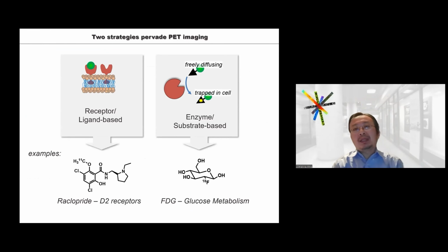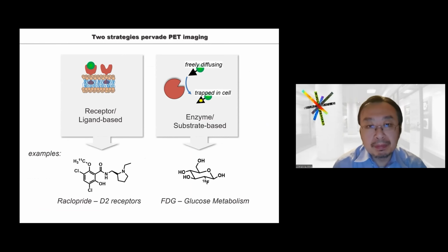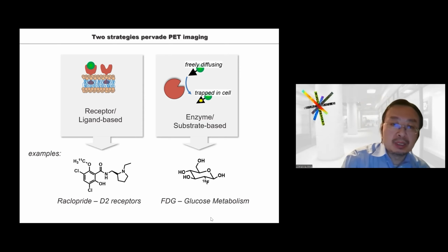So for PET imaging tracers, there are basically two strategies we can use for different purposes. For example, we can have a tracer to measure receptor or protein expression, so it's a kind of receptor-based tracer. For example, the dopamine receptors have many PET ligands. So this is raclopride. It's a very commonly used D2 receptor imaging agent.